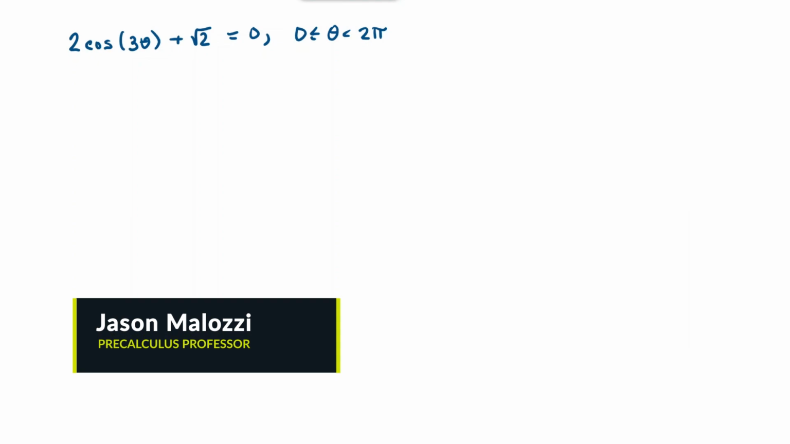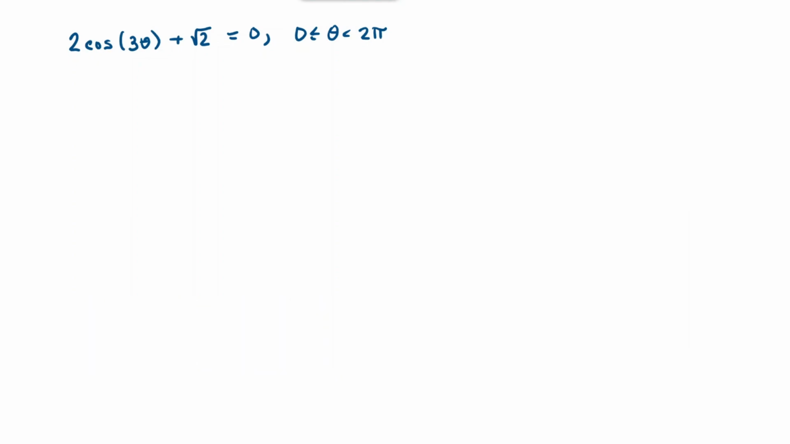What we're going to do in this video is solve the equation 2 cosine of 3 theta plus square root of 2 equals 0 on the interval 0 to 2 pi, not including 2 pi. And as you can see, theta is going to be measured in radians.